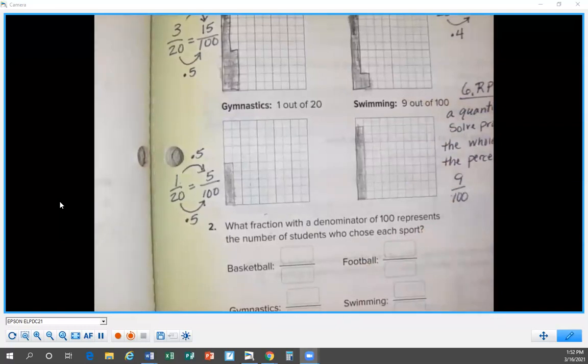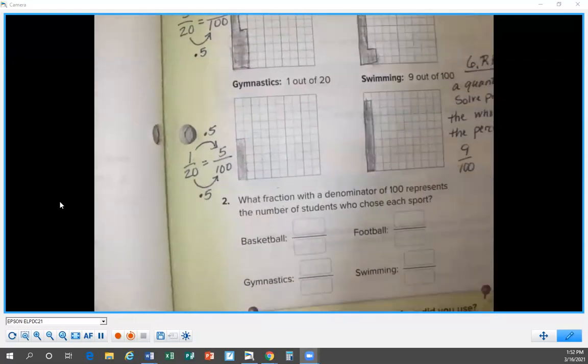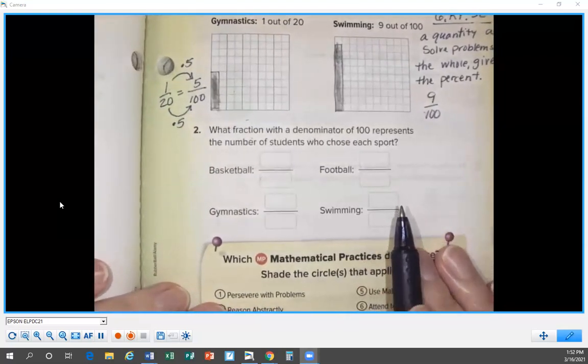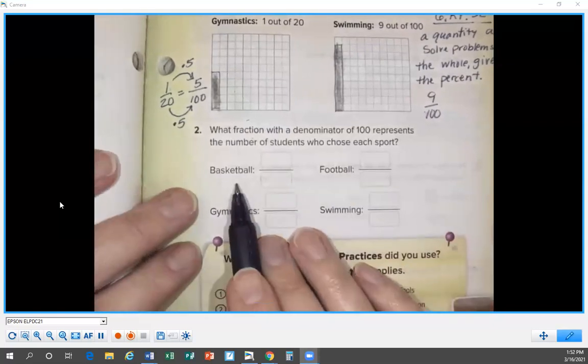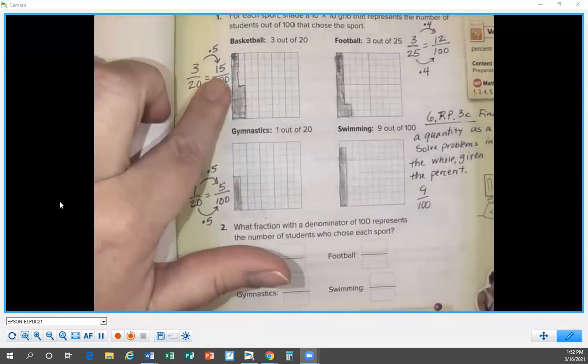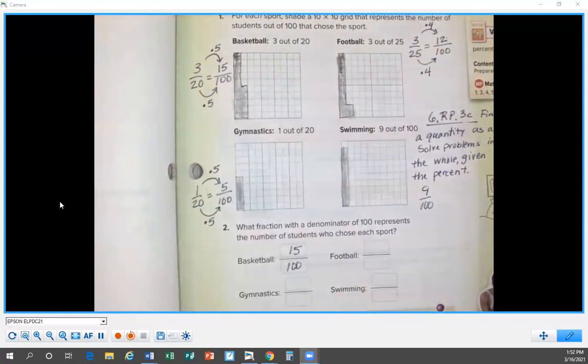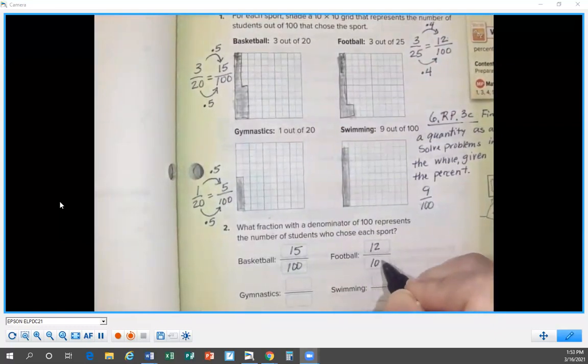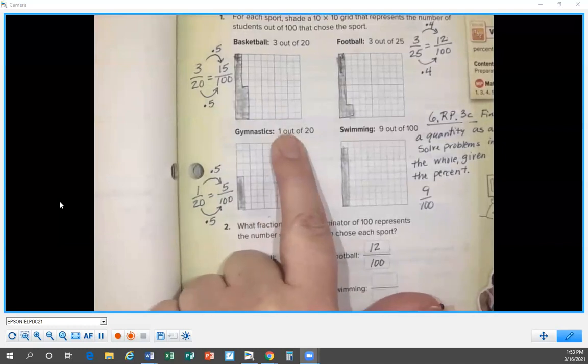Okay, all right, next. So number 2 asks us this, what fraction with a denominator of 100 represents the number of students who chose each sport? Okay, so basketball was, we can see it right here, 15 out of 100. Football was 12 out of 100. Gymnastics, 1 out of 20 is proportional to 5 out of 100, so 5 out of 100. And swimming, they told us right at the beginning, was 9 out of 100. So 9 out of 100 students.